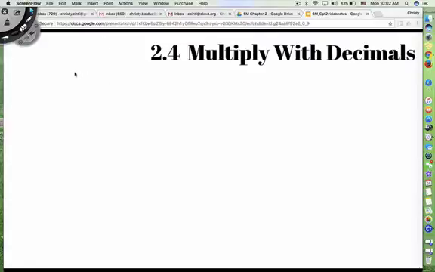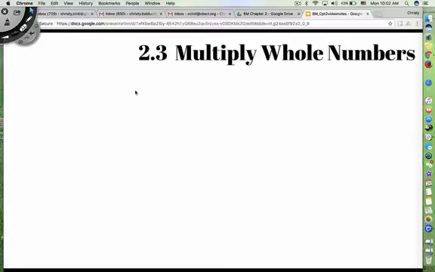Today I'm looking forward to working with you on multiplying with whole numbers. Okay, multiply with whole numbers. Today what we're going to do is review a little bit of what I know you have learned in the past and just make sure that it's clean and organized and that you're really showing all of the work that you need to.